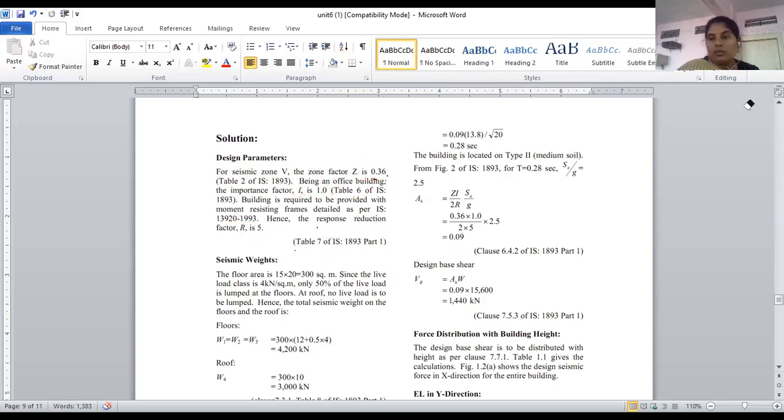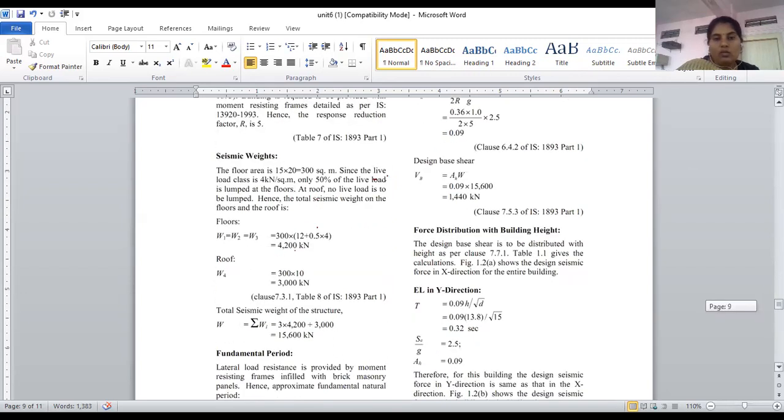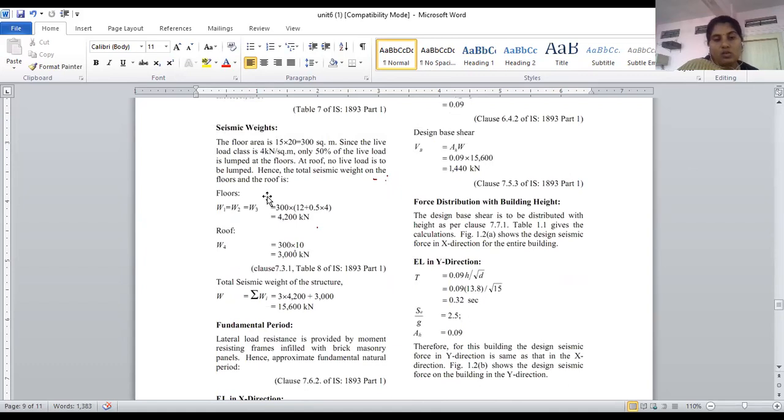Okay, so our first objective in this stepwise procedure to evaluate the seismic forces is that we have to calculate the seismic weights of the building. So how to calculate the seismic weight? The seismic weight of the building.